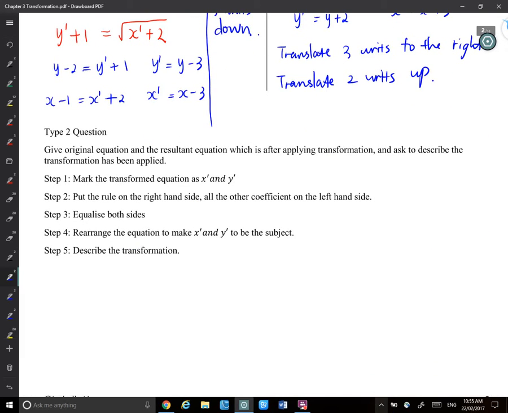So this is a type 2 question. A type 2 question will give you the original and the resultant equation, which is after transformation, and ask you to describe what kind of transformation has been applied. So step 1 is to mark the transformed equation as x dash and y dash, and put the rule on the right hand side and all the other coefficients on the left hand side. Equalize both sides and rearrange the equation to make x dash and y dash the subjects, and describe what has been applied. That's a type 2 question.